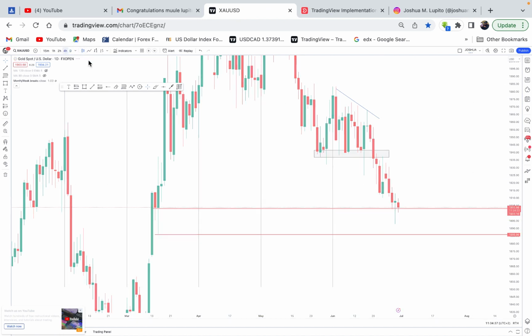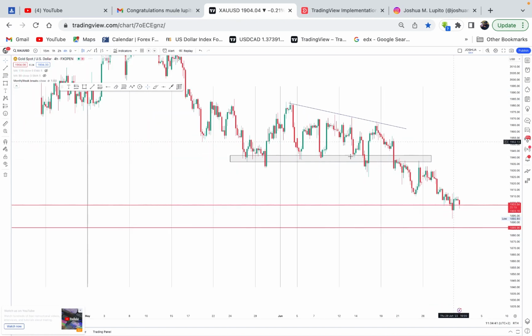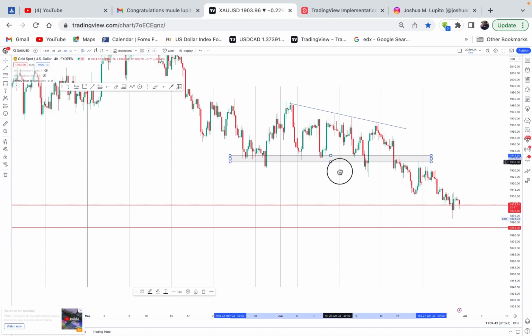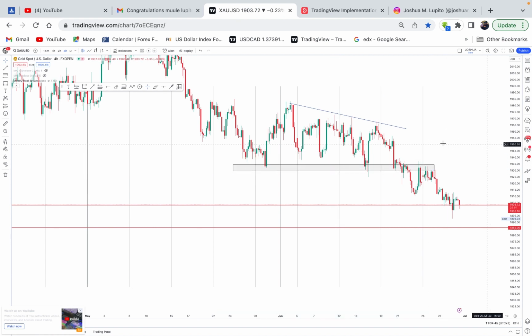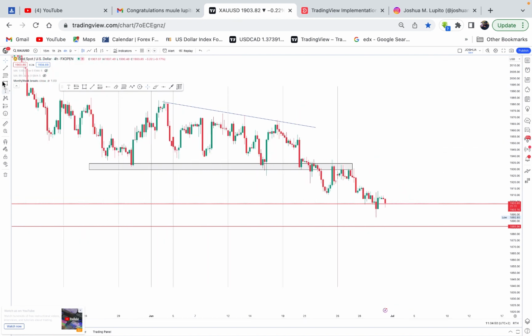Let us jump to the 4-hour time frame. This is what I'm having on my 4-hour time frame. We can hold it down to the peak there, right? This was quite a sensitive zone on that chart.